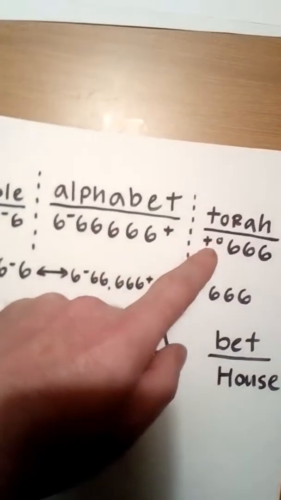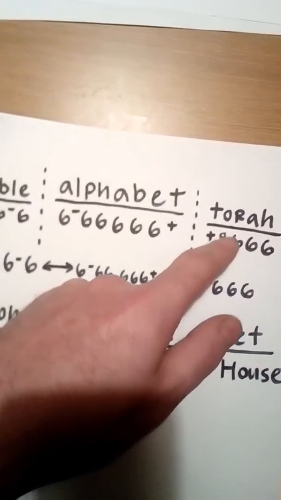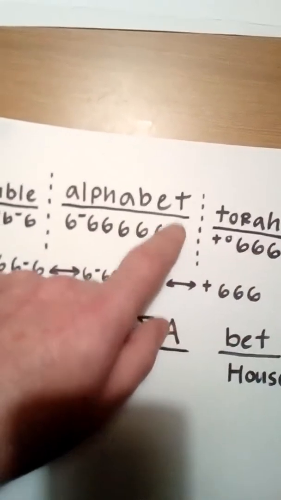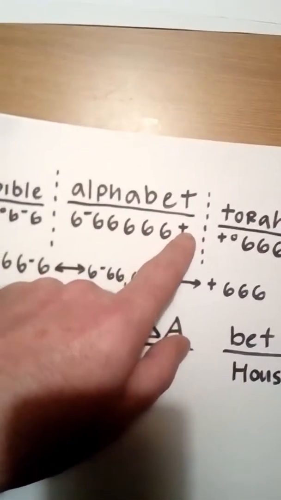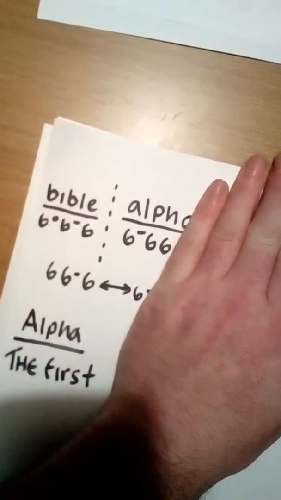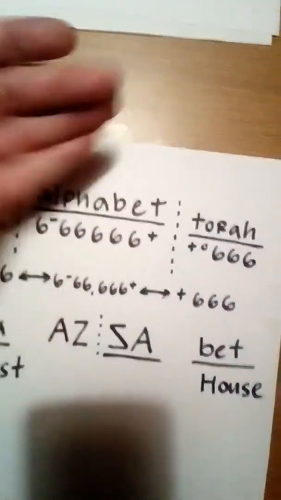So the Torah is, let's just leave the degree out for a second, plus 666, and this way we have plus 666 as this half. So both halves correlate with each other.